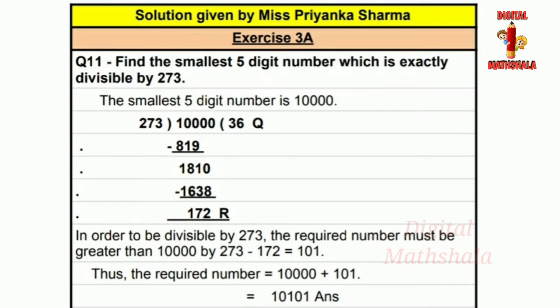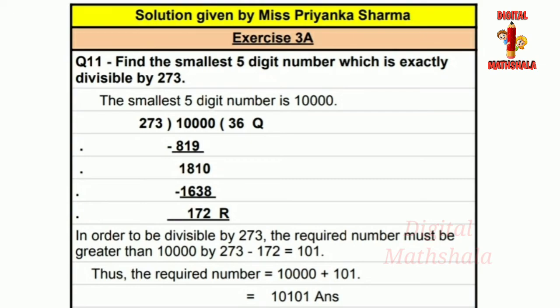Now question number 11 is saying, find the smallest 5-digit number which is exactly divisible by 273. So we know that the smallest 5-digit number is 10,000. When we divide 10,000 by 273, then the answer will come 36, and the remainder will be 172. So, in order to be divisible by 273, the required number must be greater than 10,000 by 273 minus 172.